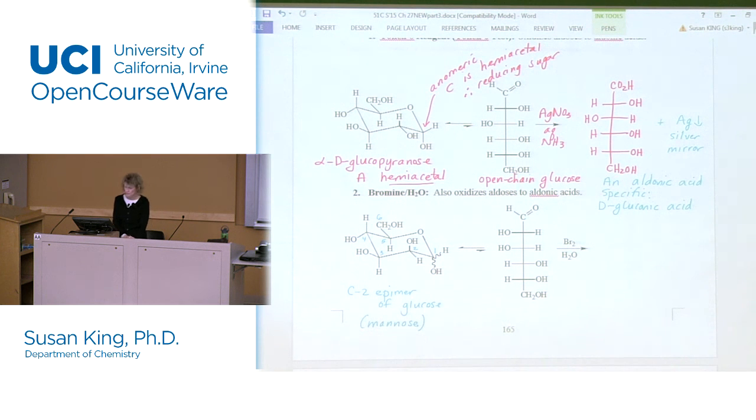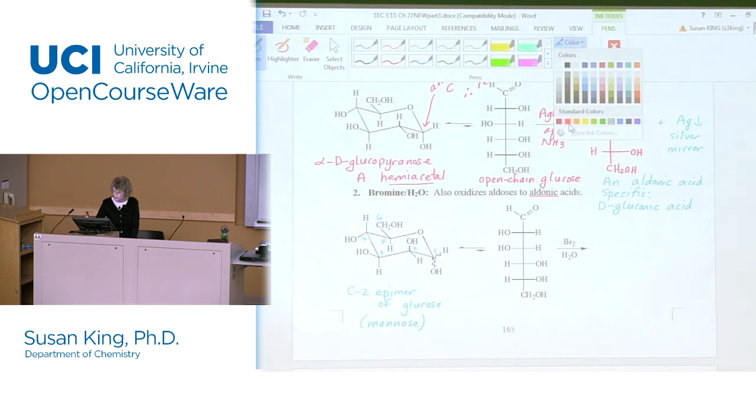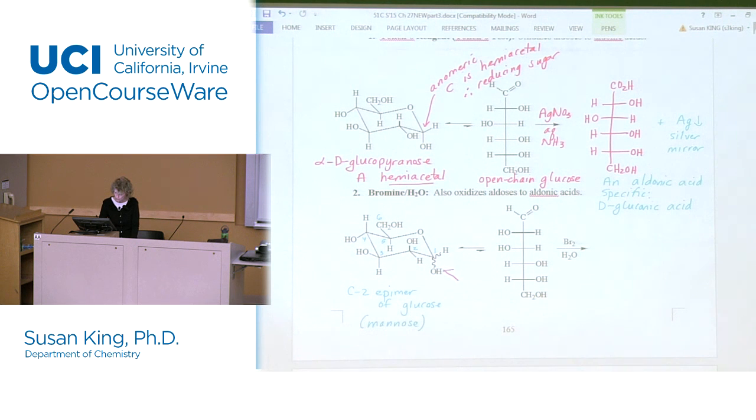Now, most of mannose is going to be in the ring form. Very small amount, less than 1% open chain. But once it does open up, it's going to go back and forth between alpha and beta. I'm showing here the squiggly lines for a mixture of alpha and beta. Remember, we talked about mutarotation. We're going to get an equilibrium mixture.